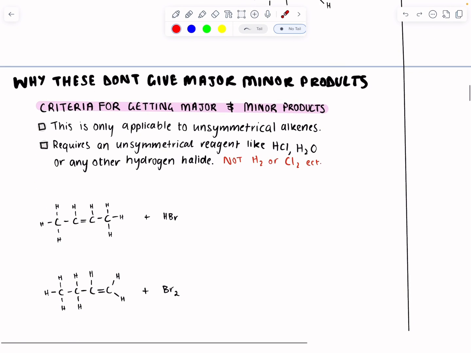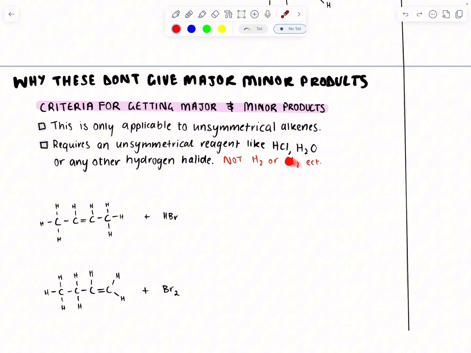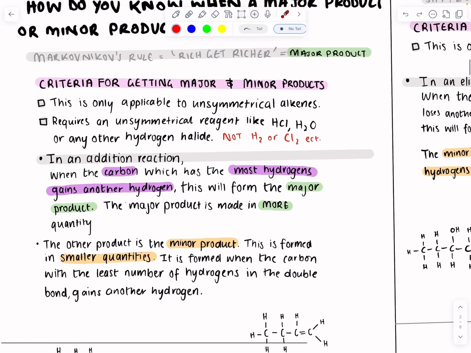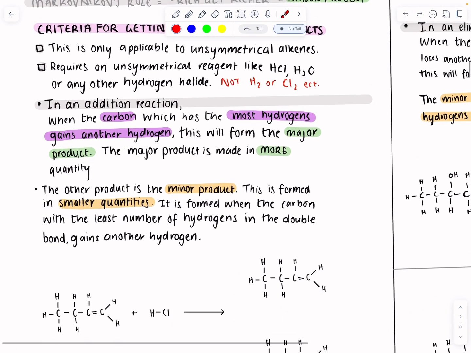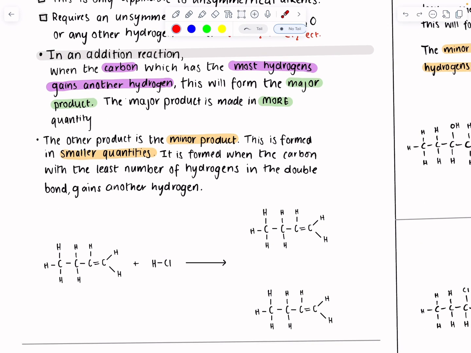Similarly, you also need an unsymmetrical reagent like HCl, H2O, things with different atoms. You cannot use any of these types of reagents. And this is going to be made very clear on why this won't work. Before we get there, let's talk about what is actually happening in an addition reaction. When the carbon which has the most hydrogens gains another hydrogen, this will form the major product. The major product is made in more quantity. The other product is the minor product. This is formed in smaller quantities.